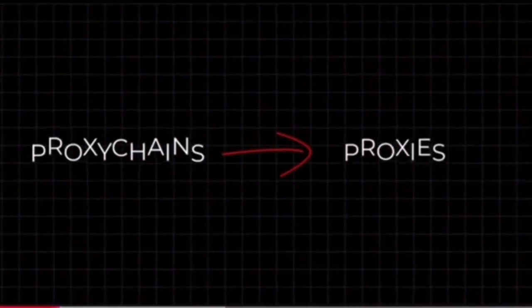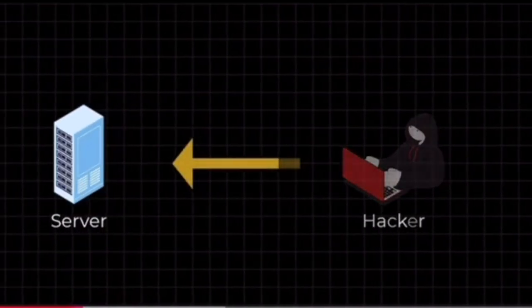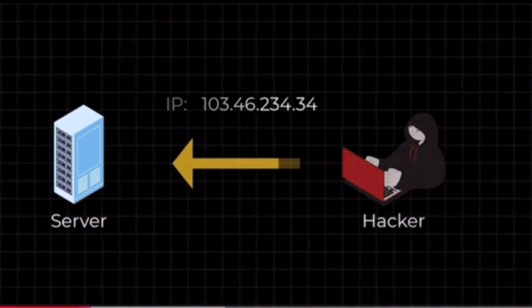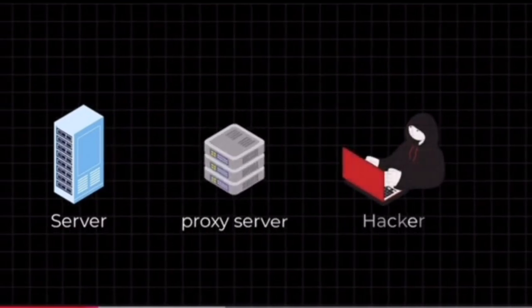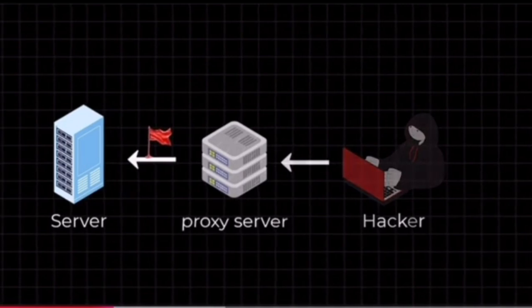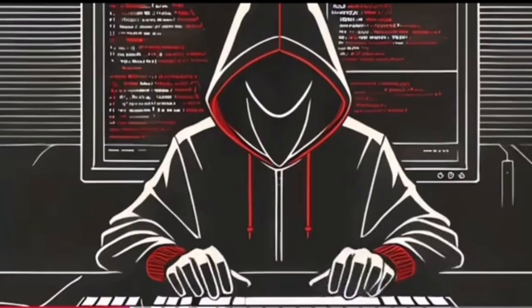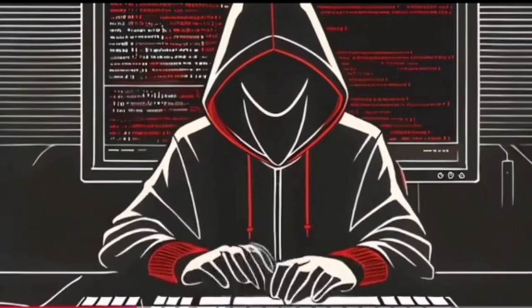Let's first understand what proxies are before setting up proxy chains. If we scan the server directly, it will expose our public IP to the server, which we do not want to. Instead, we will use a proxy server in between. So now if the server flags our scan, the server will see the IP address of the proxy server, not ours. Now if you think you are safe, you are wrong.